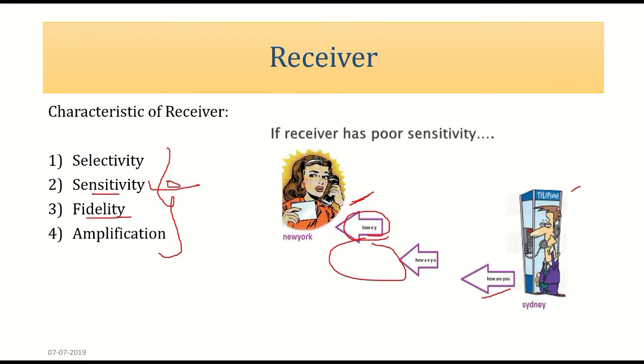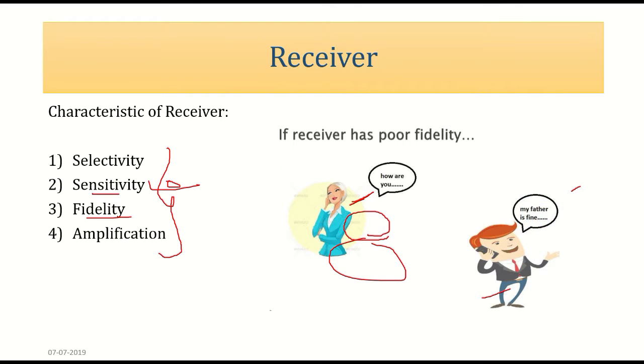What is fidelity? Fidelity is the ability of the receiver to reproduce the signal, right? If you are not able to reproduce the signal, what will happen? If you say how are you, your friend is going to say that my father is fine. So there may be a communication gap, right? This communication gap is not at all accepted. And the last thing is that your signal must be amplified so that it can be properly received.